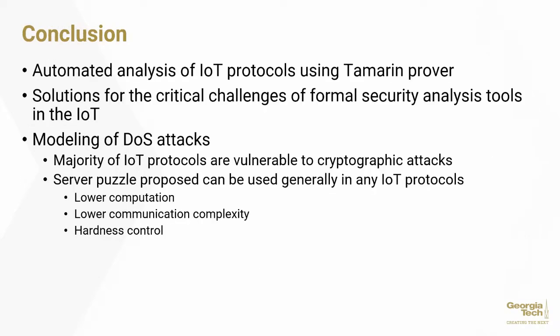In conclusion, we discussed the automated analysis of existing and emerging IoT protocols using the Tamarin prover while examining solutions to the critical challenges of formal security analysis as it applies to the Internet of Things. We also discussed a limitation of current models for emerging threats, such as denial-of-service attacks. Since the majority, if not all, IoT protocols are vulnerable to cryptographic denial-of-service attacks, a solution for IoT devices was proposed. This denial-of-service countermeasure can be applied generally across IoT protocols and requires lower computation, lower communication complexity, and hardness control to prevent persistent attack.